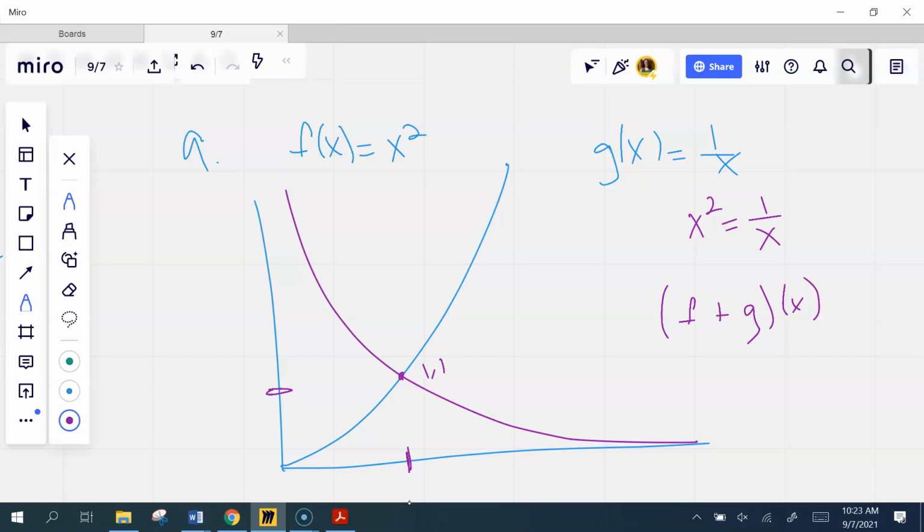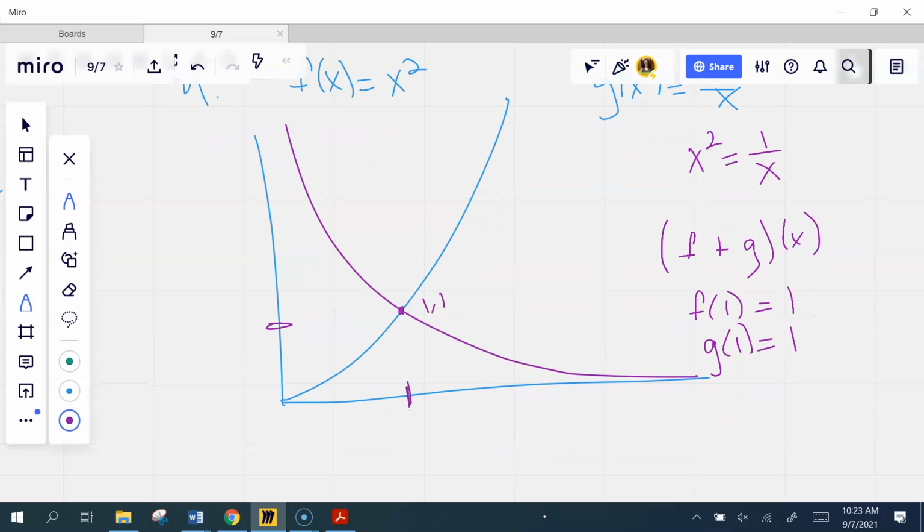Right? So at 1, f of 1 is 1. g of 1 is 1. What is f plus g of 1? 2. Right? So that point would be (1, 2). So this new added one would be (1, 2). Does that make sense? Right there.